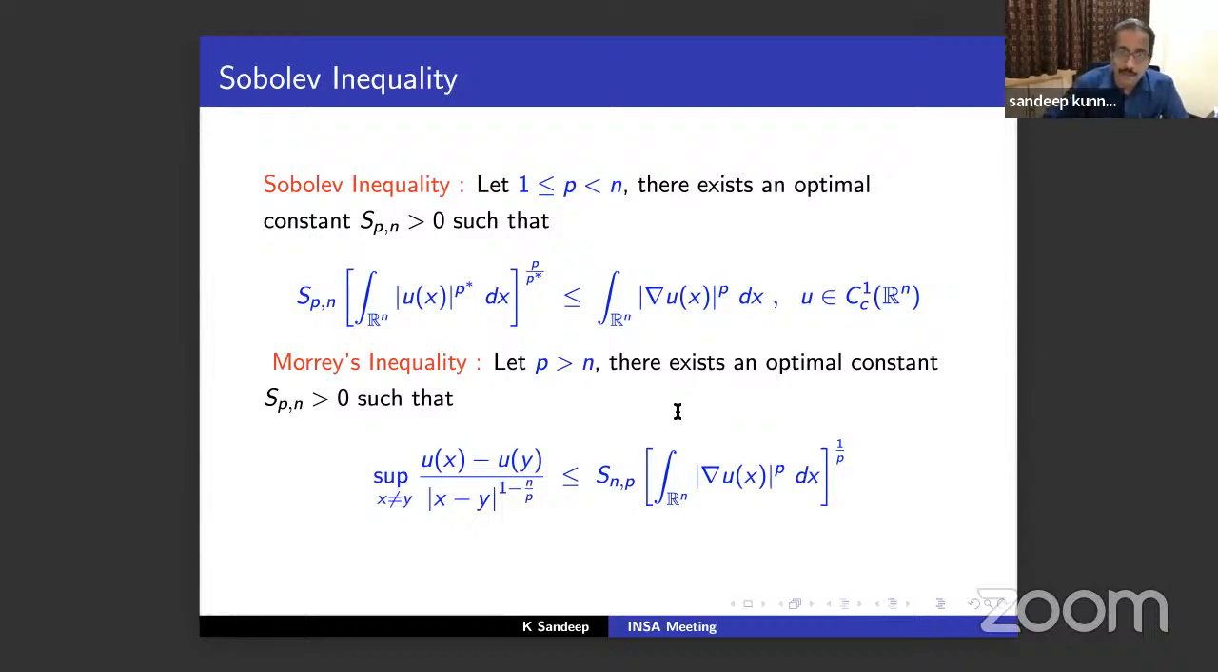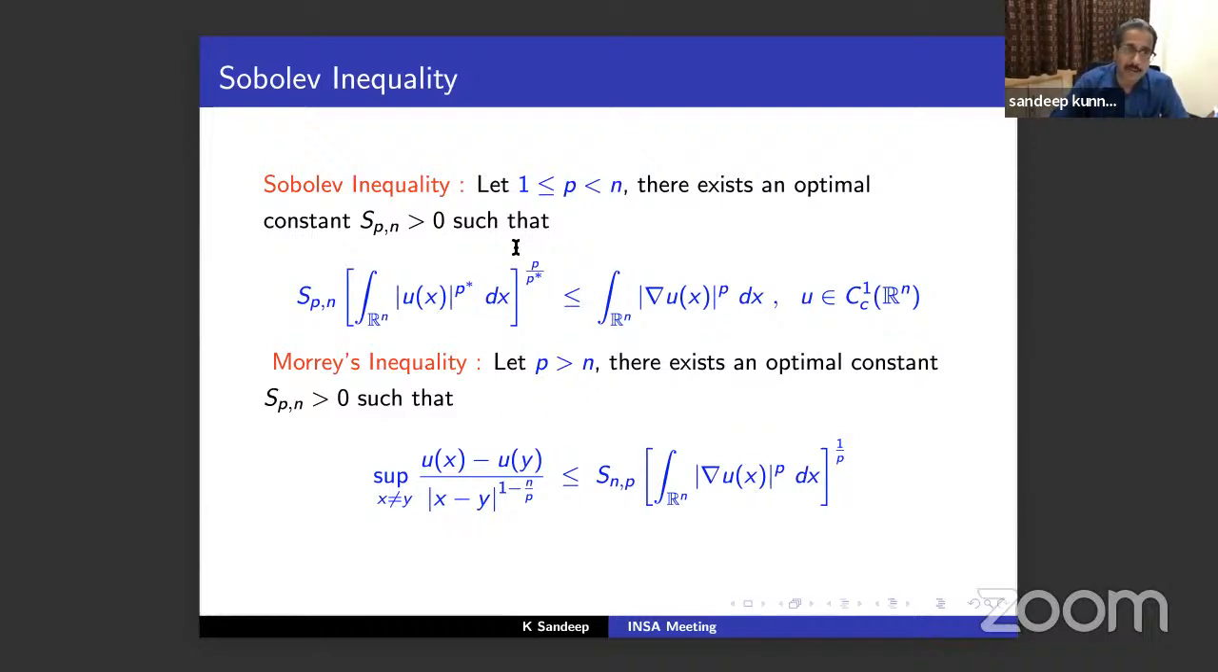And then what happens when p is greater than n, in the complement of this range? What you can show is that when p is greater than n, the same gradient of u to the power p controls what is known as the Hölder norm of the function. This is what is known as the Morrey inequality. One case I have left out, p equal to n, which I'll be talking about later. So first I'll look at the Sobolev inequality for p less than n, and after that the case p equal to n. I'm not going to touch upon the Morrey inequality.